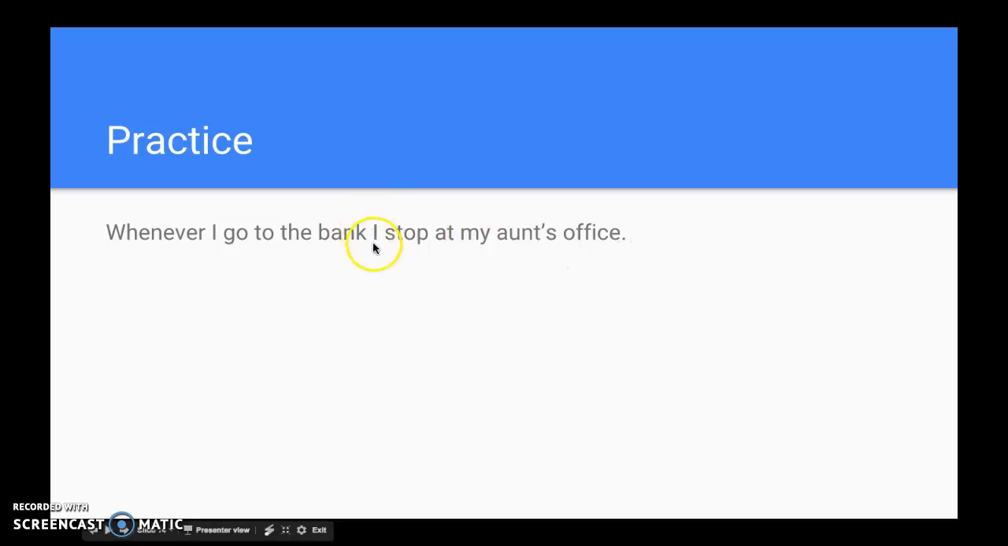So if we took this out and we are left with, whenever I go to the bank, can that be a sentence on its own? No. You can't just say whenever I go to the bank, period. So we have a dependent clause followed by an independent clause, which means we need to put a comma in the sentence and it goes right after our dependent clause. So we would say, whenever I go to the bank, comma, I stop at my aunt's office. There is your intro rule.